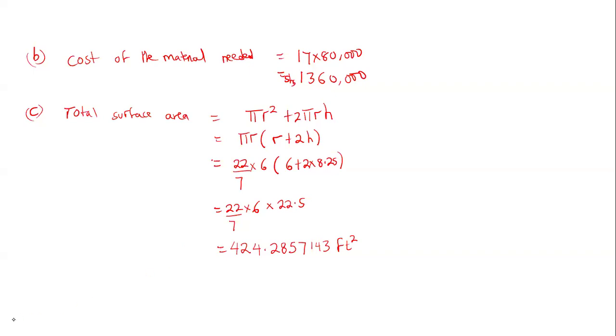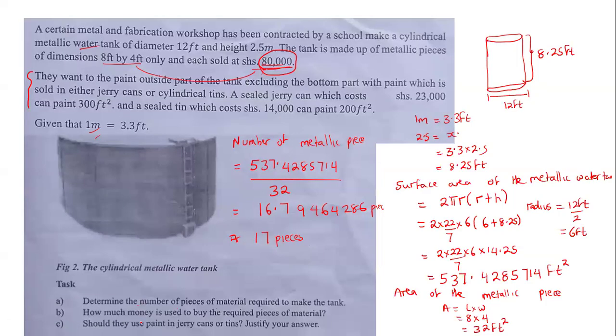So now after getting the area, we are going to ask, should they paint in jerry cans or tins? Justify your answer. Now we have obtained the area that we want to paint, and we are going to find out, in case I'm going in for the jerry can, how many jerry cans will I need? If I'm going in for the tins, how many tins will I need? Then from there, you're going to find out how much money you are going to spend on jerry cans and how much money you are going to spend on tins.